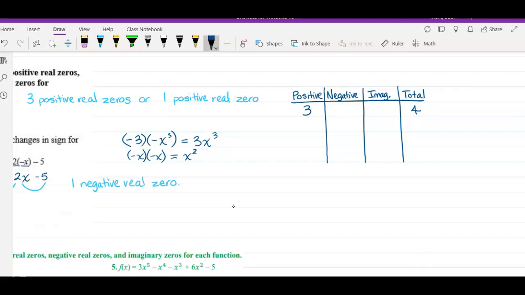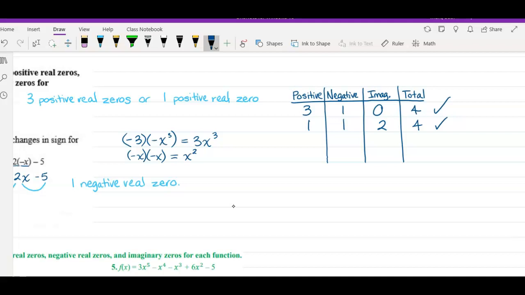We could have 1 negative. That would leave 0 imaginary because with 3 positive and 1 negative, there's no room for any imaginaries. That's one option. I could also have 1 positive, 1 negative, and then 2 imaginaries for a total of 4. The goal is to get a total of 4 every time.